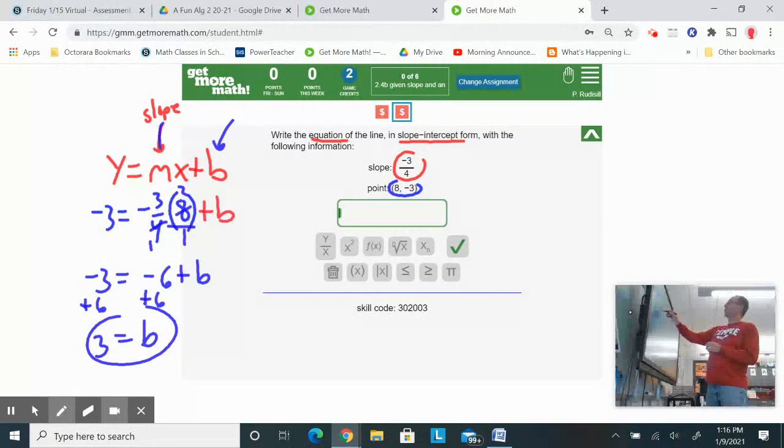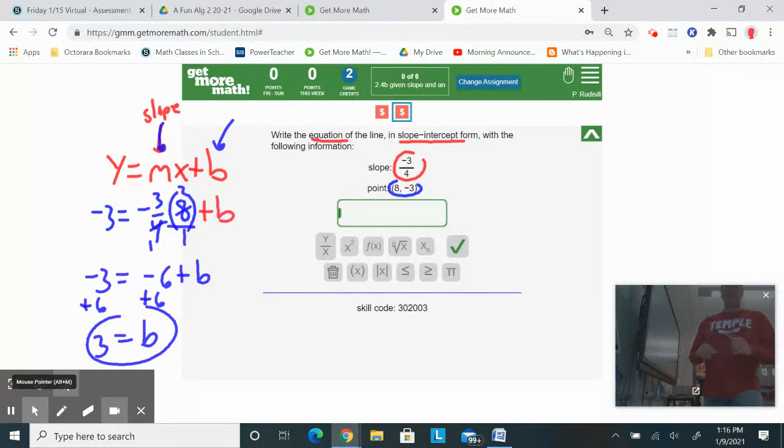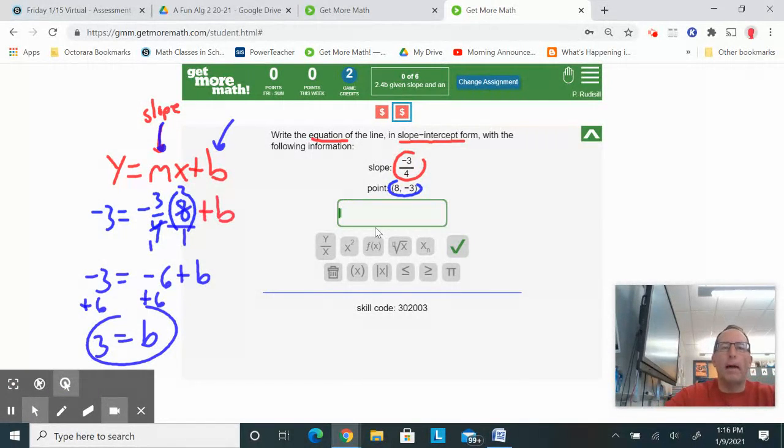We already know the slope. So we just need to write the final answer in slope-intercept form. So I will take my time and type it in the box here. Y equals. Now the slope is a fraction, -3/4. So I could put the negative sign out in front and put 3 over 4 in the numerator. I could put the negative sign in the numerator also. And I'm going to add on the y-intercept, which is the b, which is the 3.